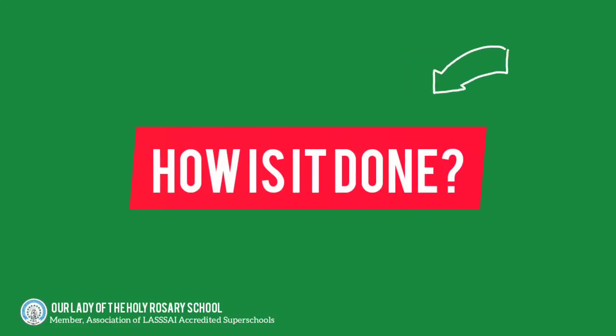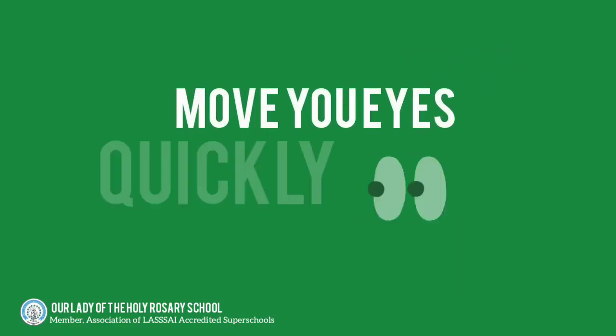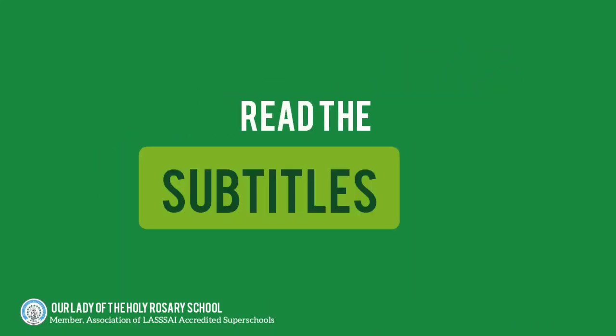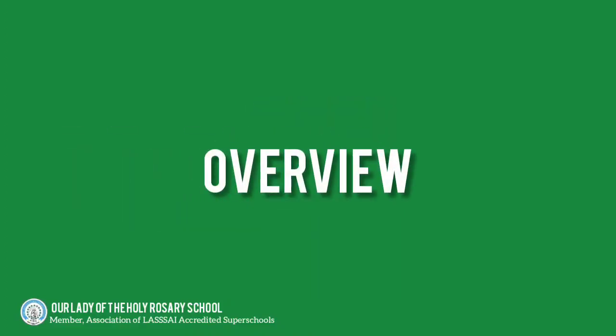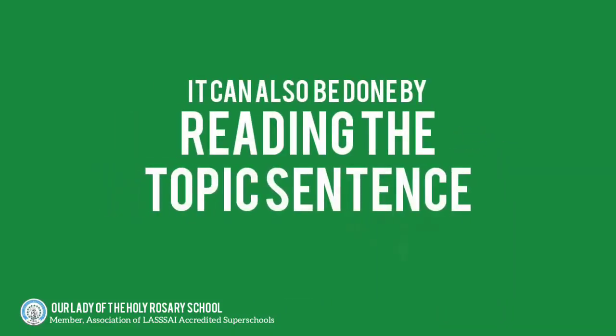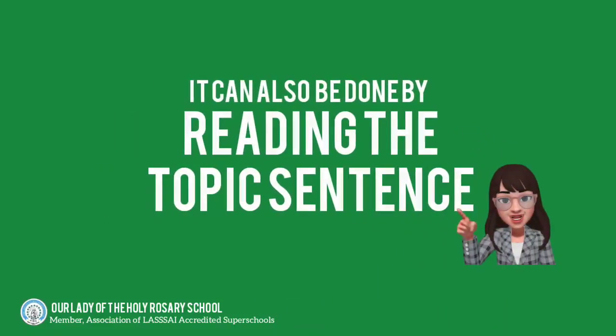How is skimming being done? When we skim, we move our eyes quickly and then read the title, subtitles, subheadings, and illustrations so that we can get an overview of the material we are reading. It can also be done by reading the topic sentence of a paragraph and going over to the next.